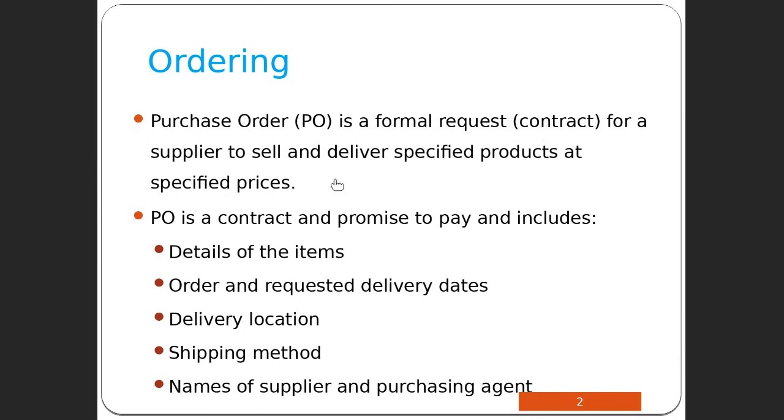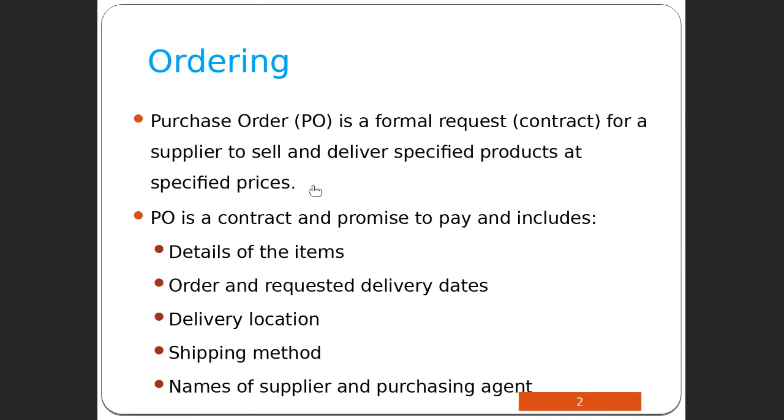It's understood that you're going to pay. This is automatically implied. When you go and sit at a restaurant and you order food, the waiter never asks you, are you going to pay? It's understood that you're going to pay. So this purchase order is a contract between the buyer who's ordering the goods and the seller who's going to supply the goods.